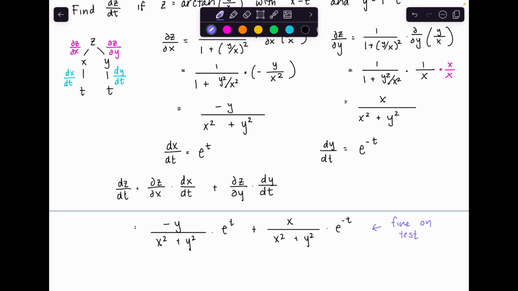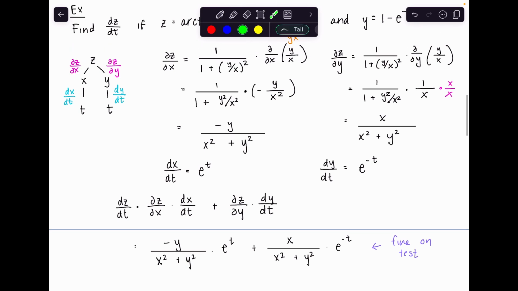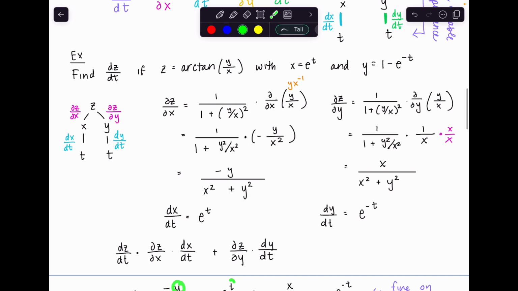Just double checking your homework software, it might want you to solely write this in terms of t. And if that's the case, it's really not too bad to do. All you're going to do is, in place of all of these x and y's, you plug in these variables here.